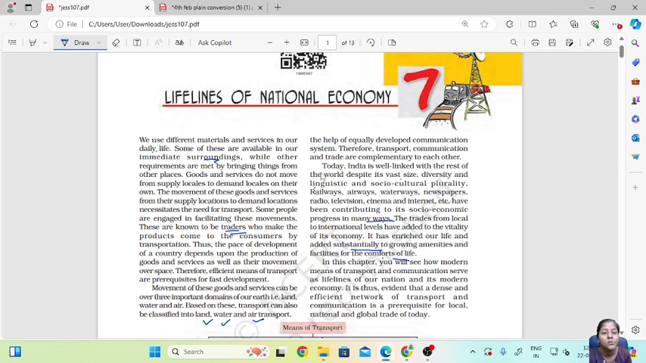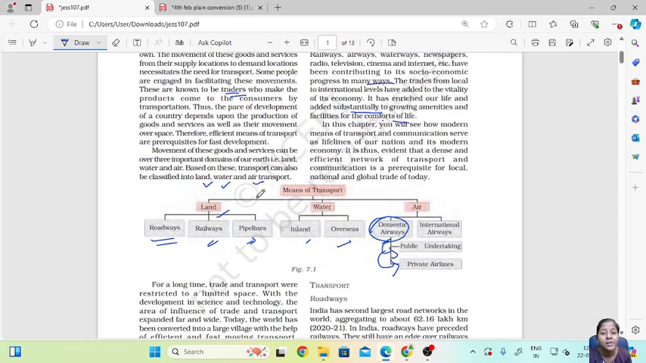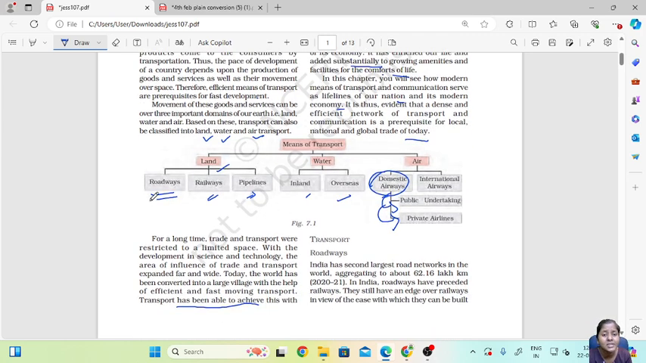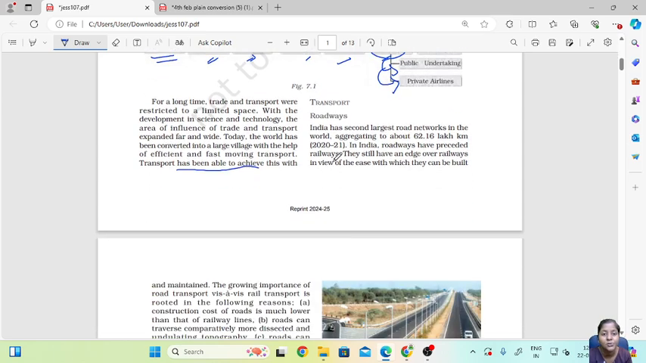Now in this chapter, we are going to see how modern means of transport and communication serve as a lifeline of our nation and its modern economy. It is thus evident that a dense and efficient network of transport and communication is a prerequisite for local, national, and global trade of today. As we saw in this figure 7.1, there are different means of transport. So first we'll see roadways.